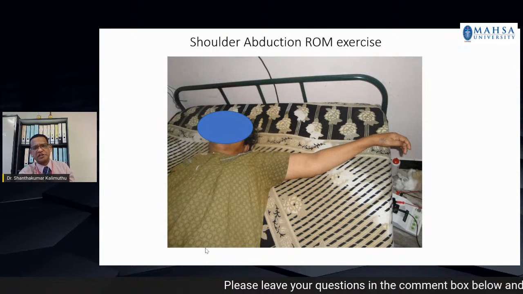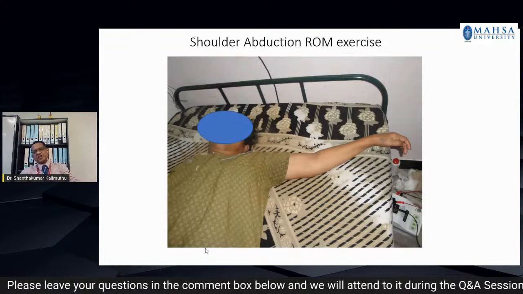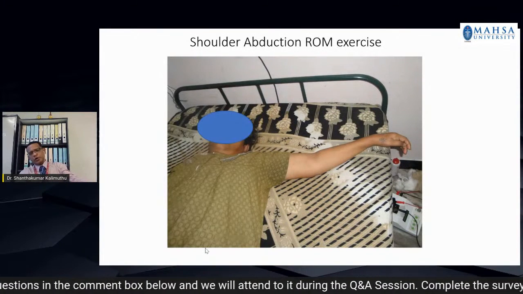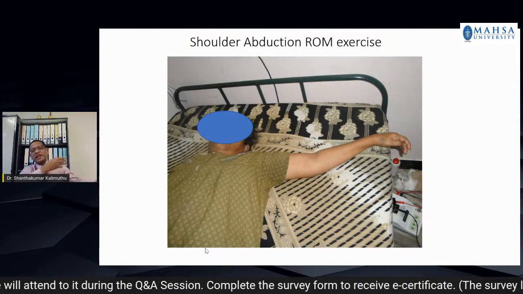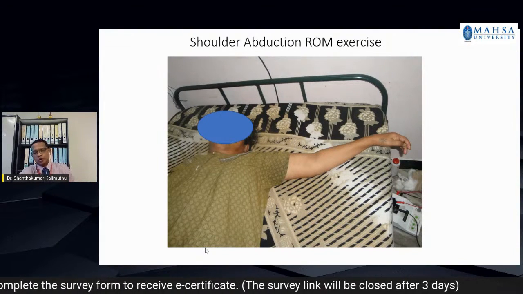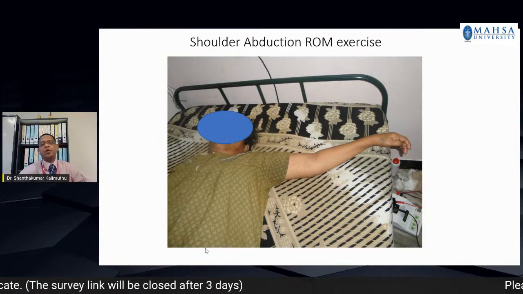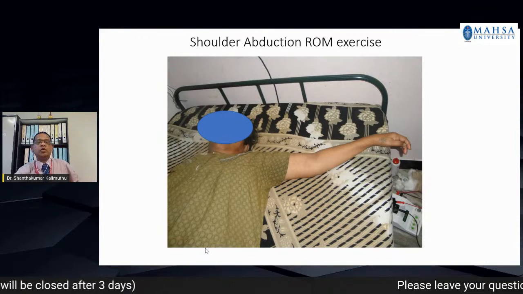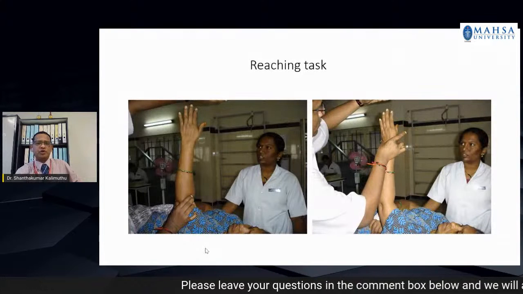So shoulder abduction range of motion exercise, encourage shoulder abduction. And in case the patient is not able to do abduction properly, you can also tap on the shoulder abductors and encourage the patient. And you can use a friction-free surface to do shoulder abduction range of motion exercise also. You can also use a re-education board to reduce the friction. So already I explained about the reaching task.